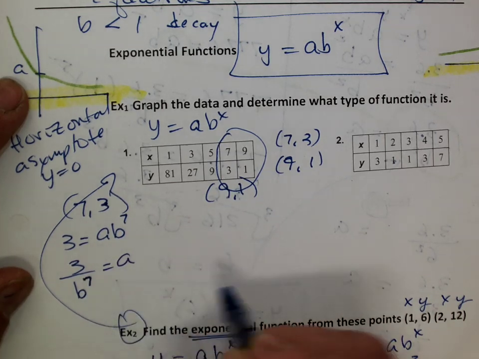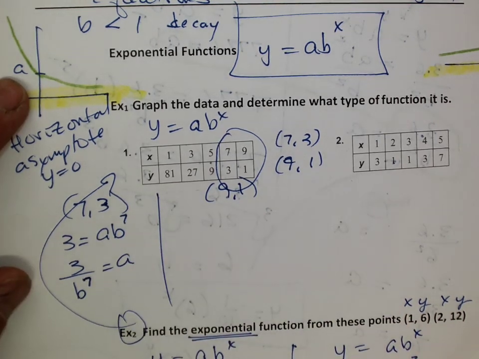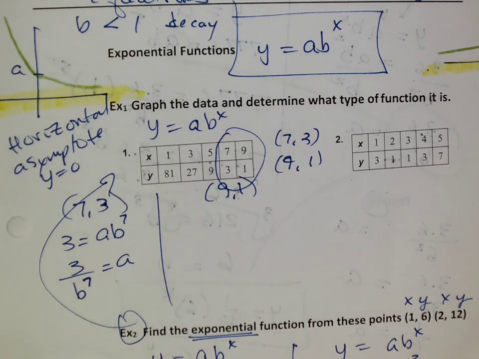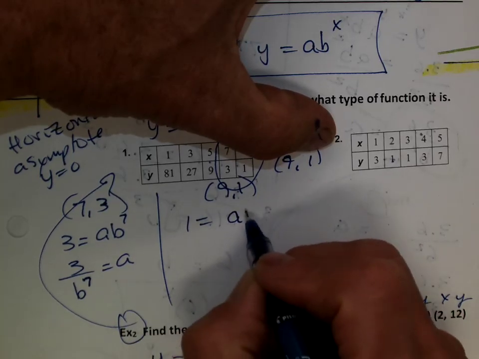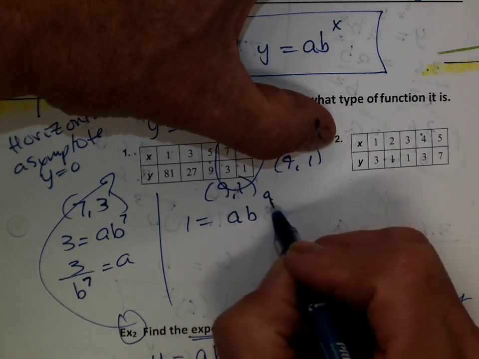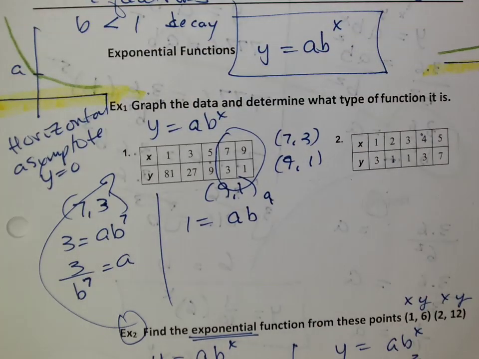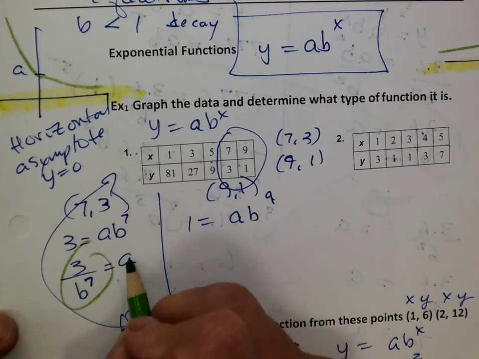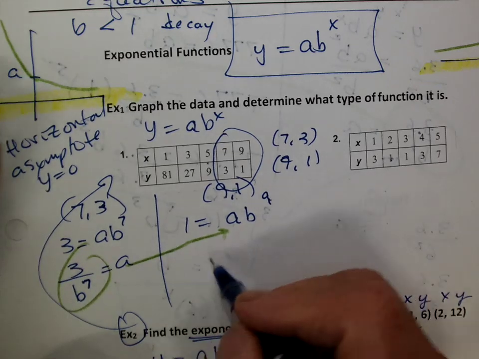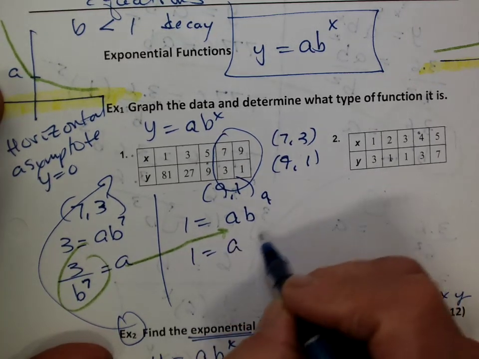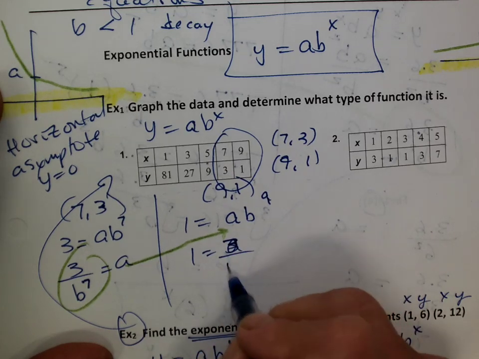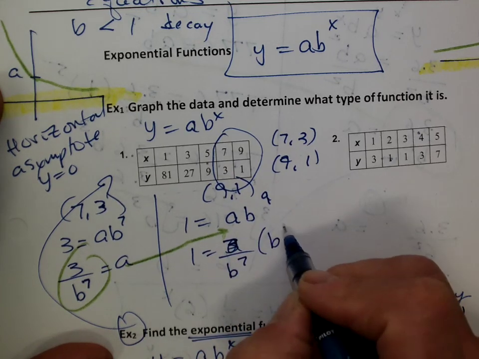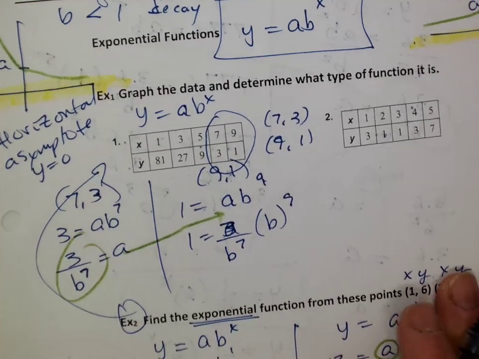How am I doing? Let's make our second equation. 2 variables, 2 equations. Have I said that before? I think so. So then the other equation, let's go 1 equals ab to the 9th, right? We're going to substitute, put this over there. We're going to go 1 equals 3 over b to the 7th times b to the 9th.